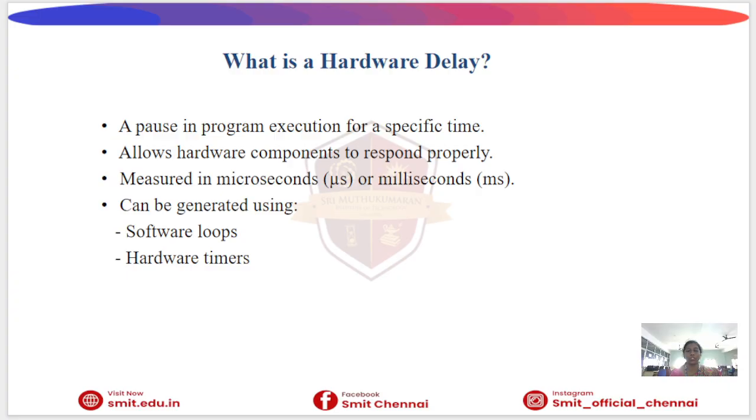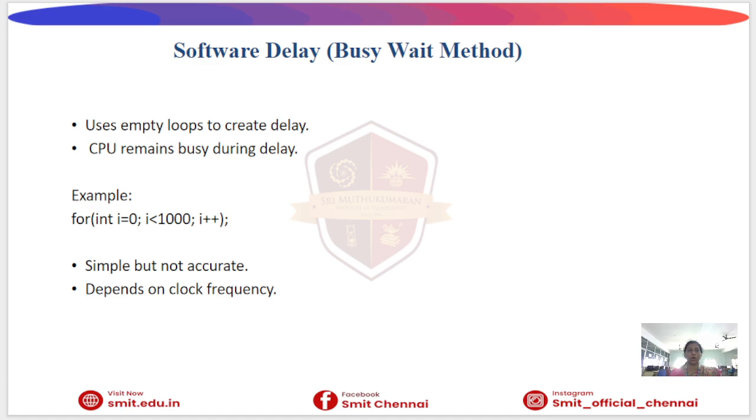Which method is more accurate? Would you know which method is more accurate? It is the hardware timers. If you set an alarm on your phone, what happens? It is a hardware timer. The alarm rings at exactly the time you have given. Okay. Then the next one is the software delay.